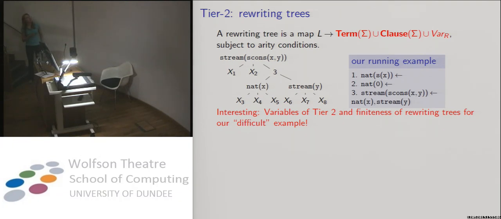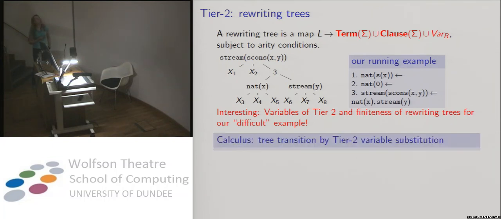So what happens here is, again, I have arity conditions, but they are tier 2 arity conditions, which are different from tier 1 arity conditions. What are they? Here, the objects can be either terms like this stream, or clauses like this clause 3, or variables over clauses. Then the arity is, if I have a term, the number of all the clauses I have. So I have 3 clauses, the arity here is 3. And if I have a clause here, the arity of this node will be 2 because I have 2 terms in that clause. And then you have a notion of substitution.